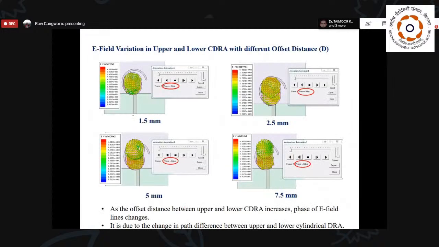Here I have shown the electric field variation in the upper and lower CDRA with different offset distances: 1.5, 2.5, 5 mm and 7.5 mm. You can see that when the offset distance between the upper and lower CDRA increases, the phase of the E field line changes. So we can control the phase by changing the offset distance, so that we get the complete 90-degree phase difference between the two orthogonal modes, and generate circular polarization characteristics in the band created with the help of the dielectric resonators.